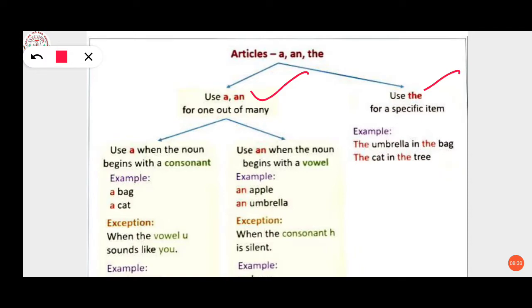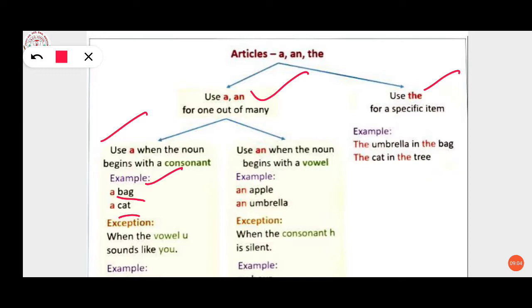Here we can use a and an for one out of many. Here it is given: first, use a when the noun begins with a consonant. Just now we have learned this, we use a with singular countable nouns which begin with consonant sounds. For example, here it is given a bag. Here bag is a noun. Here cat is a noun.